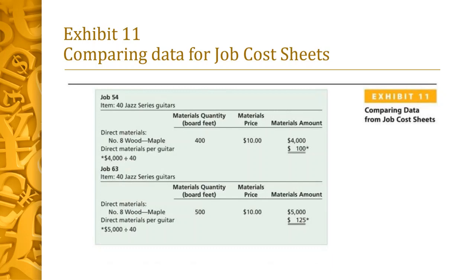So what could be the possible explanations? One, a new employee who was not properly trained cut the wood for job 63. As a result, there was excess waste and scrap. Second, the wood used for job 63 was purchased from a new supplier. The wood was of poor quality, which created excessive waste and scrap. Thirdly, the cutting tools needed repair and were not properly maintained. As a result, the wood was miscut, which created excessive waste and scrap.